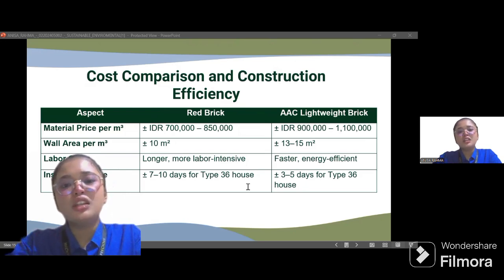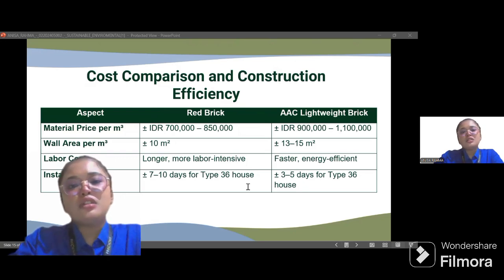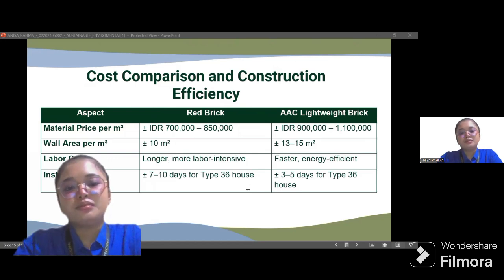LCA explanation for the reference is from Fashit and 2024 about life cycle assessment of traditional clay bricks and so on.